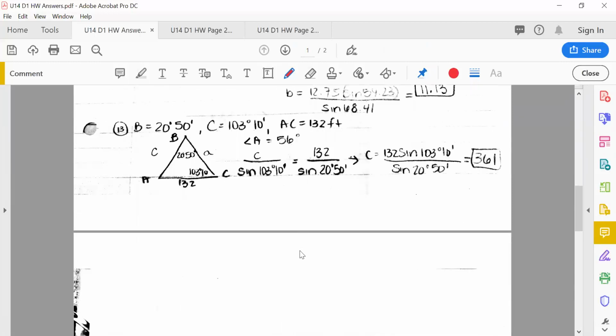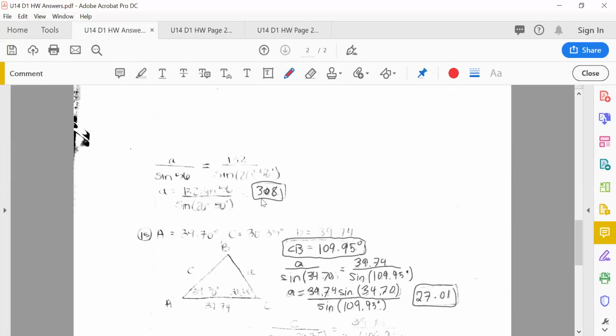And just recall, adding up two angles here with minutes, 50 minutes plus 10 minutes gives you 60 minutes. Great, that's 1 degree. Subtract, and you should get a nice whole degree as an answer for angle A, and you do. There is side C with the law of sines, 361, and side A is 308.